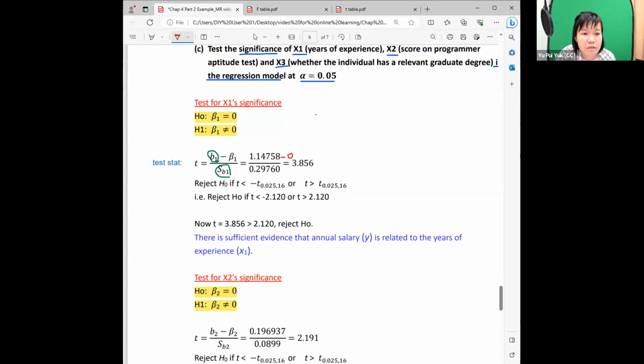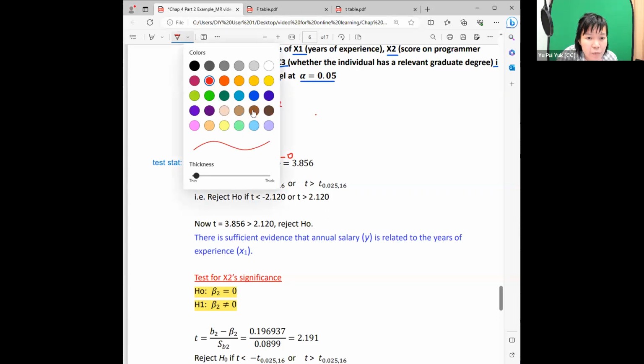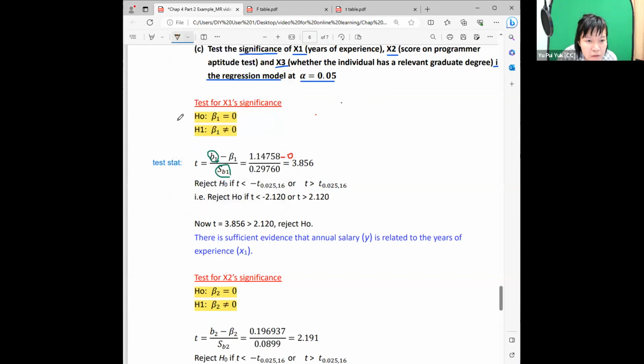The next step is the rejection region. Remember the first step, then the second step, calculate the test statistic, 3.8 something. And then the third step is the rejection region. So remember this time, the degree of freedom.